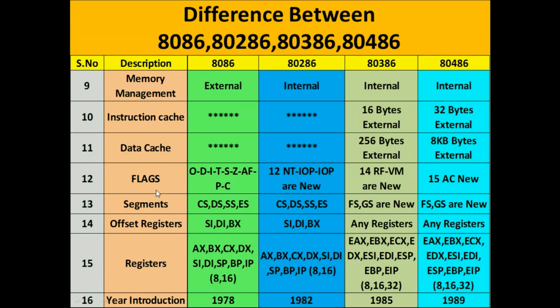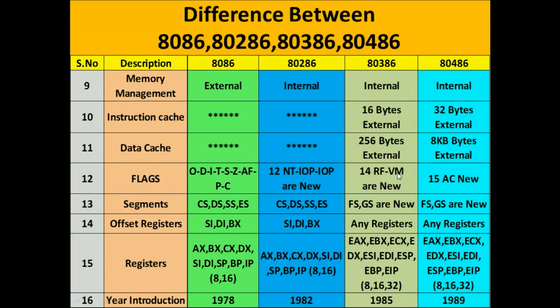And coming to the flag registers, for the 8086 microprocessor we have a total of 9 flags. Those are overflow flag, direction flag, interrupt flag, trap flag, sign flag, zero flag, auxiliary carry flag, parity flag and carry flag. And for 286, along with these 9 flags, 3 flags are provided additionally. Those are the input output privilege level, which is 2 bits, and NT, nothing but nested task. So 9 plus 3 gives 12 flags for the 286 microprocessor. These input output privilege level bits and nested task are new for the 286 microprocessor.